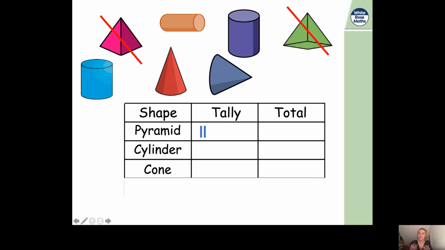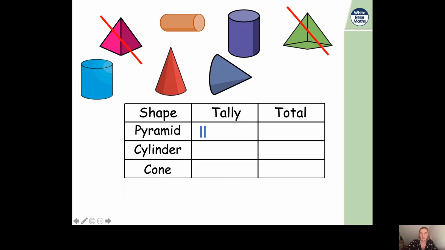Okay, Year 2, so let's have a look together. Well, cylinders. What do we remember about cylinders? Well, I remember a cylinder is like a tin of beans, isn't it? It has two flat faces, one at the top and one at the bottom, which are circles. And it also has a curved surface as well, doesn't it?